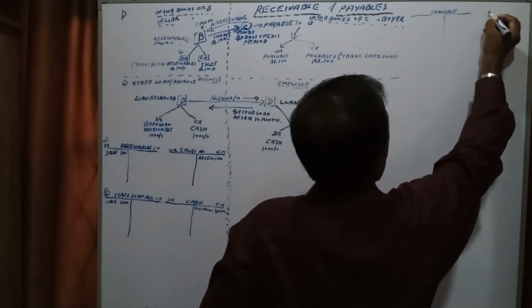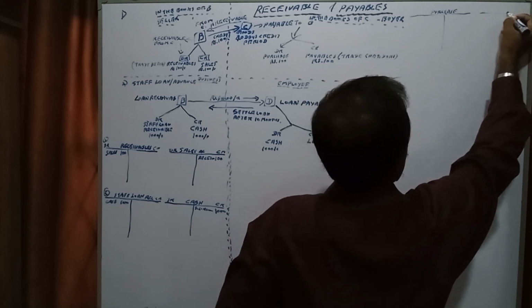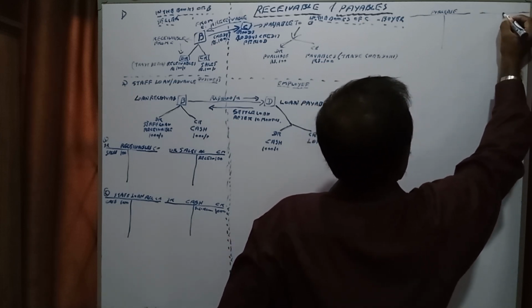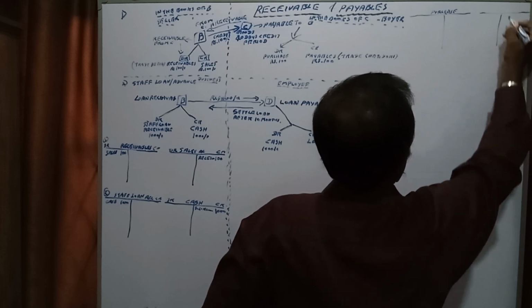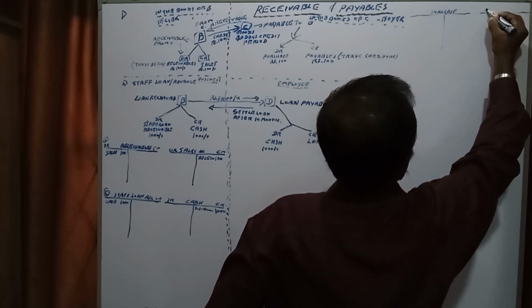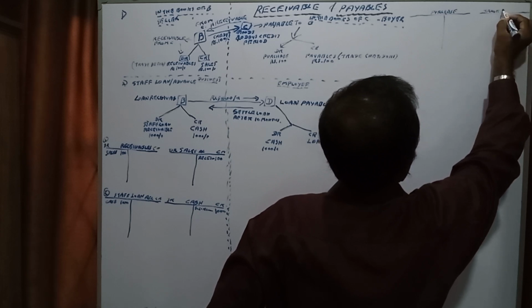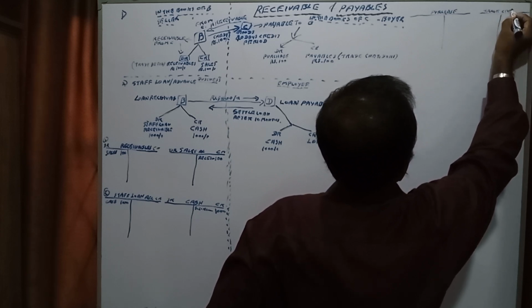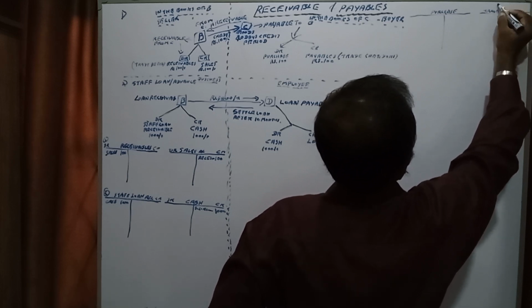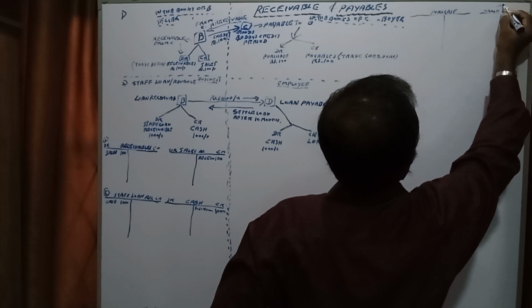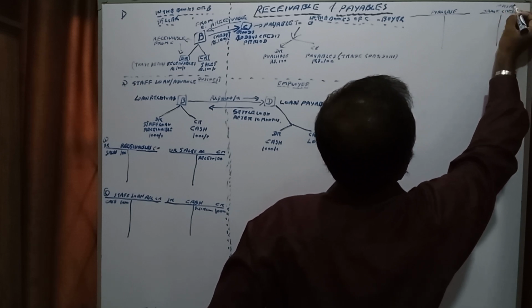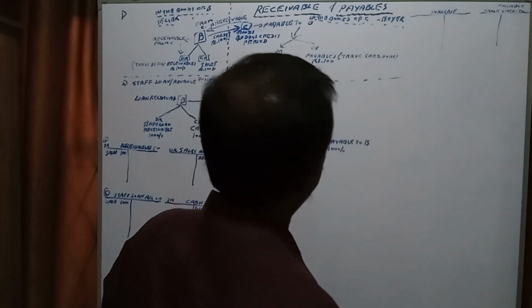Purchases. This is trade creditors. Trade creditors. This is the payable. This is payable. Trade creditors.